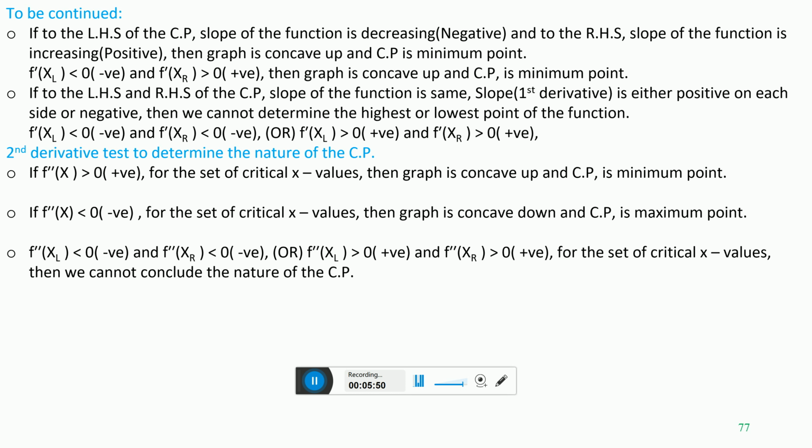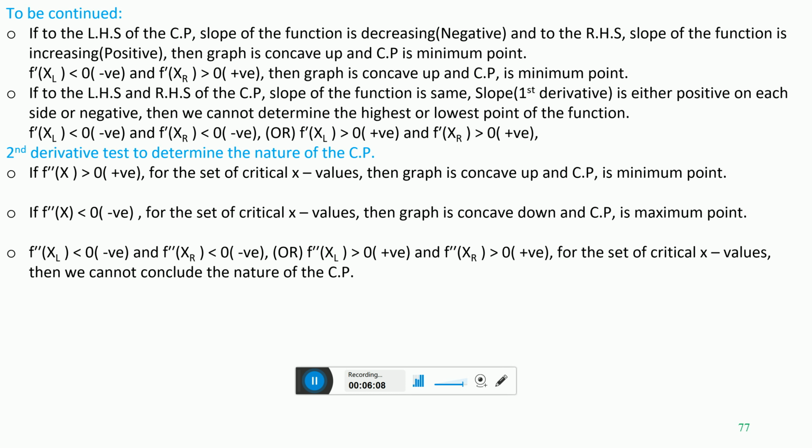The second condition is this: we will check the first derivative, or slope, of the function to the left hand side of the critical point, and then we will check the first derivative, or slope, of the function to the right hand side of the critical point.